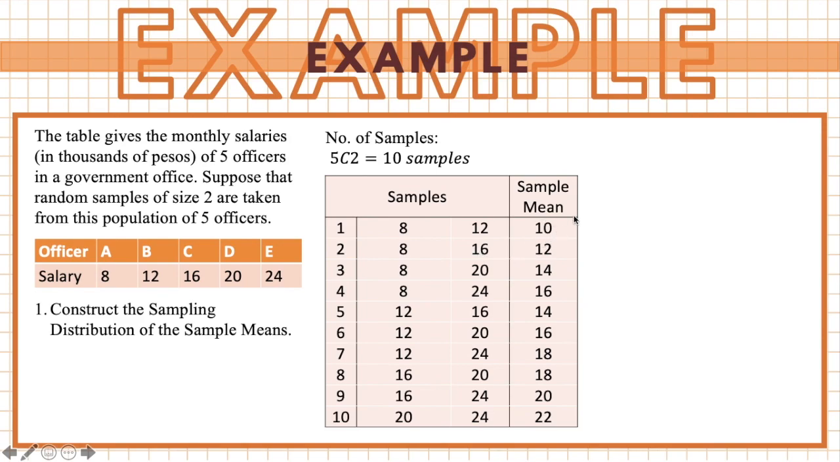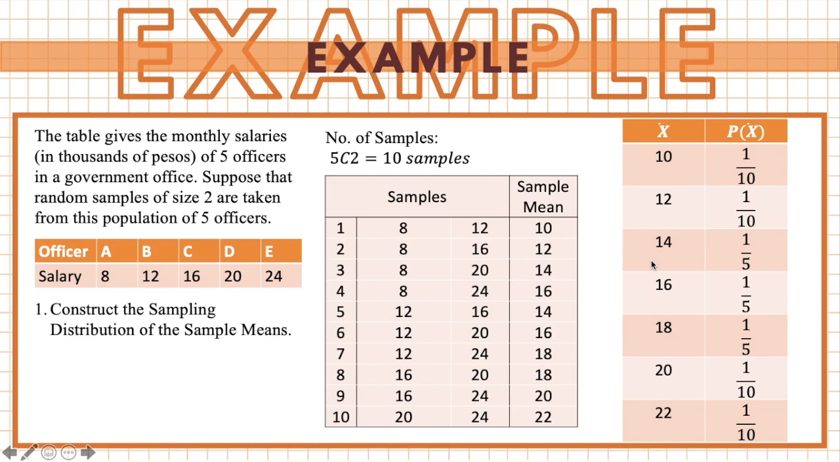And then we compute for the sample mean. After listing, you compute for the sample mean by getting the average. So 8 plus 12 divided by 2 is 10. 8 plus 16 divided by 2 is 12, and so on. And then 20 plus 24 divided by 2 is 22. And then we compute for the probability of each sample mean. So we arrange it from lowest to highest value. And then we compute for the probability of each.